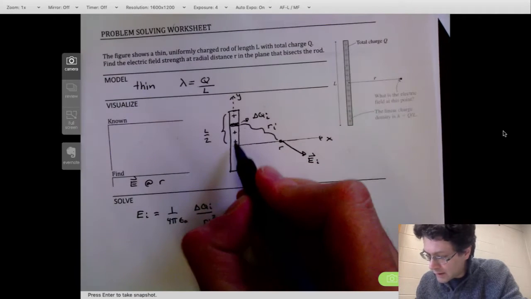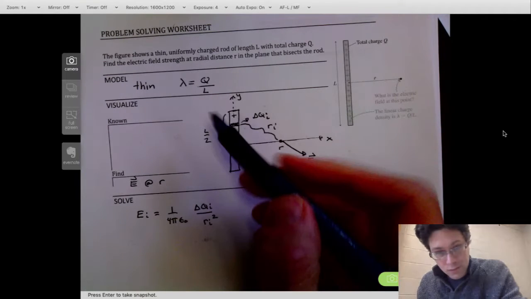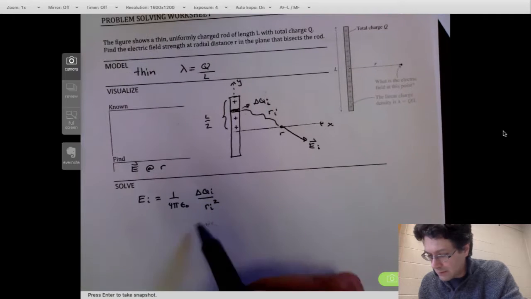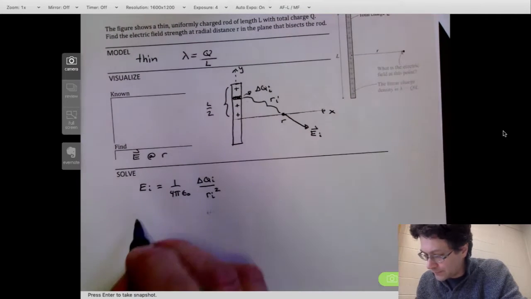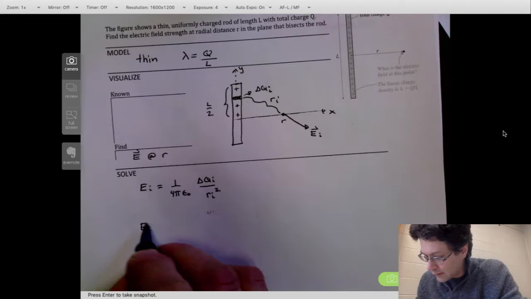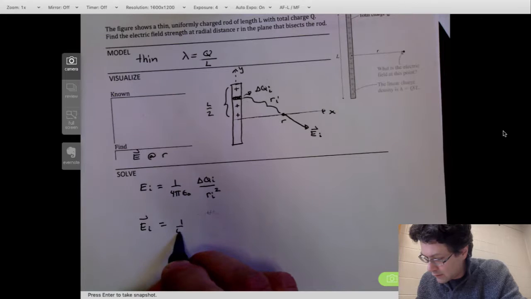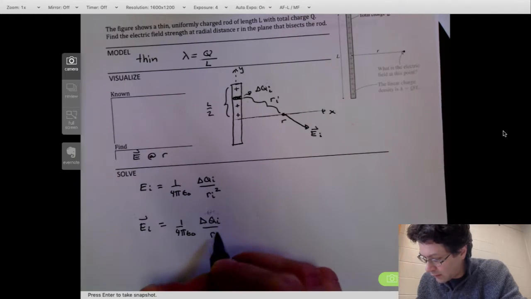Each different charge will create a different magnitude, but then I need to sum all of those. The problem is that you need to sum them as vectors. So I really need to find the vector version of this. Let me just write this as a vector. I can tell the direction here. So Ei is going to be this magnitude, delta Qi over Ri squared.